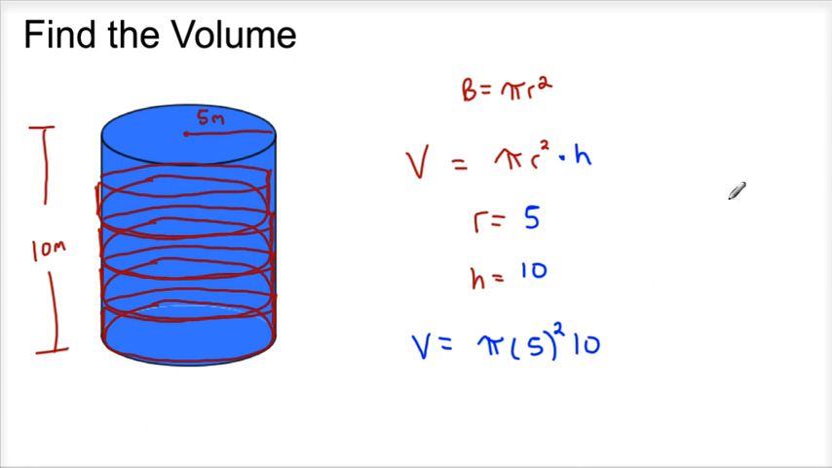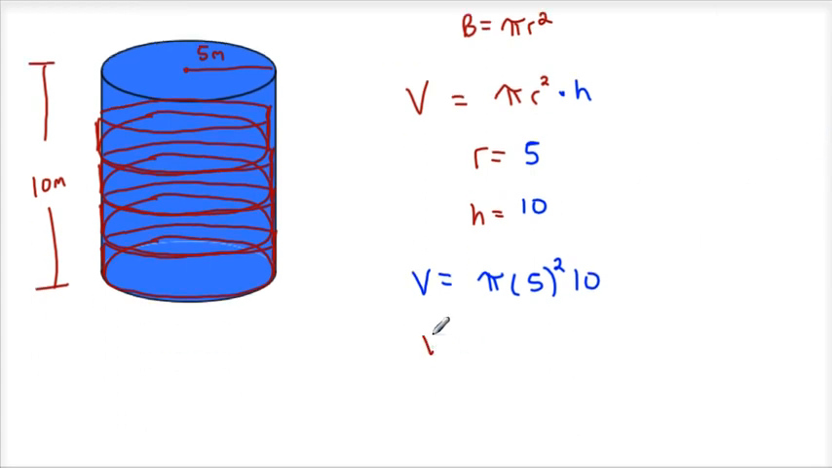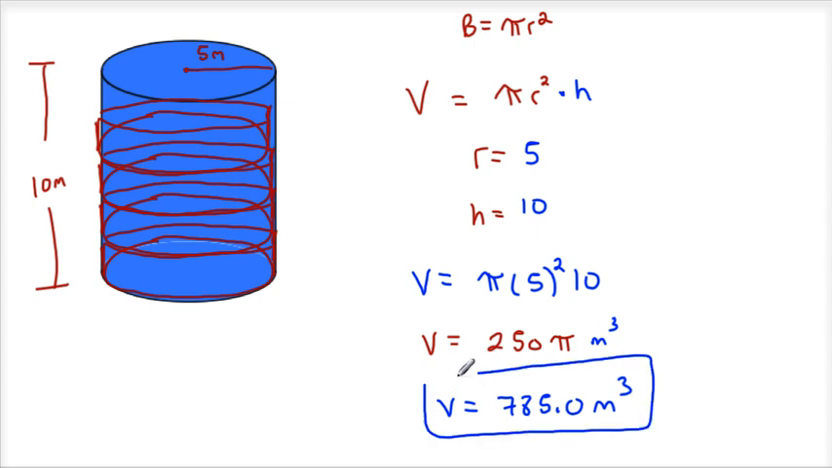If you have a calculator handy, that'd be great. So I'm just going to do this here. V equals 25 times 10, which is 250, so 250 pi meters cubed. Some teachers will let you leave it like that, and that's fine with me. Or if I do this out, 250 times 3.14 is 785. So 785 meters cubed using 3.14.